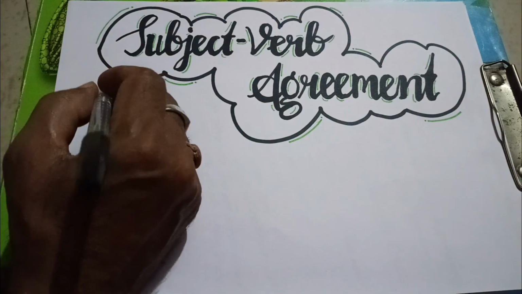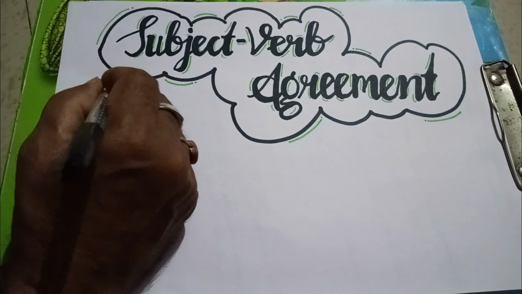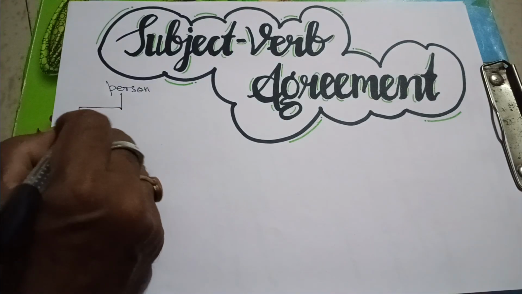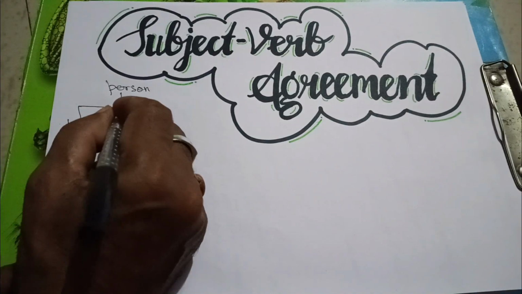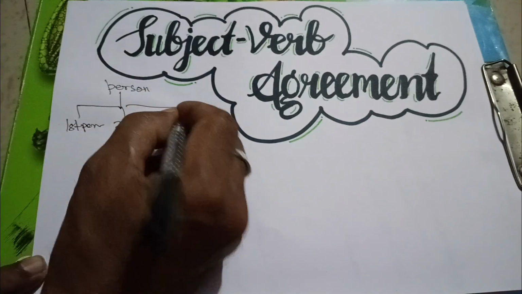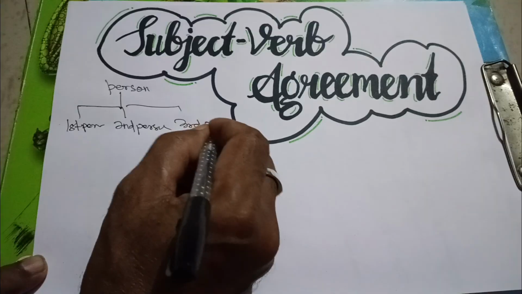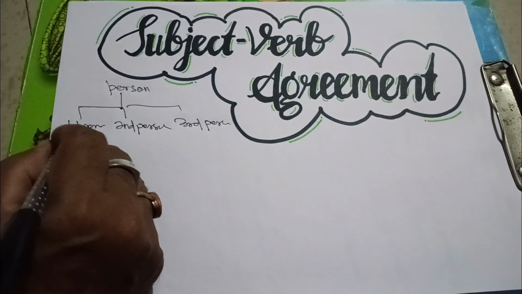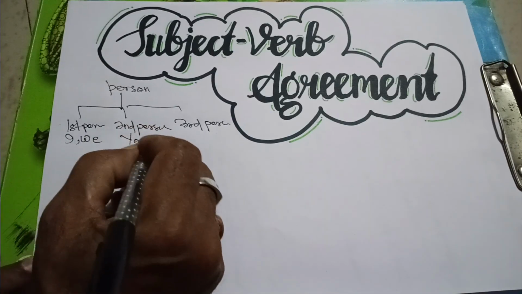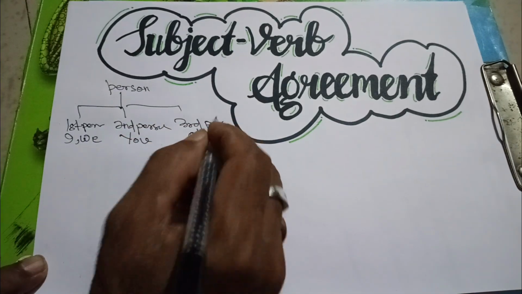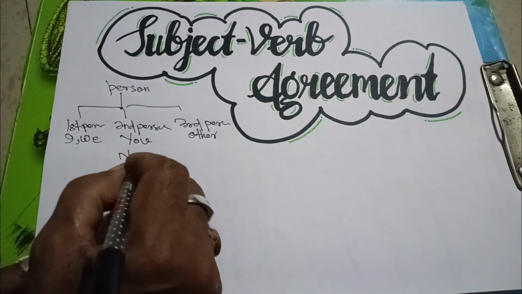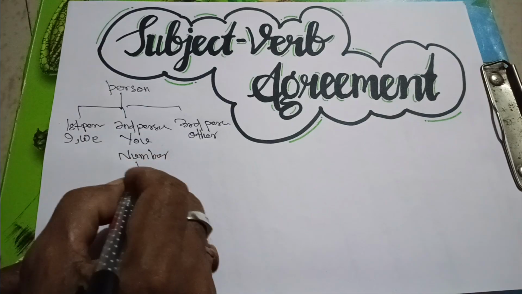You know that there are three types of persons. First is first person, second is second person, and third is third person. First person are I, we; second person is only you; and others are the third persons. But there are two types of numbers: one is singular number and the other is plural number.